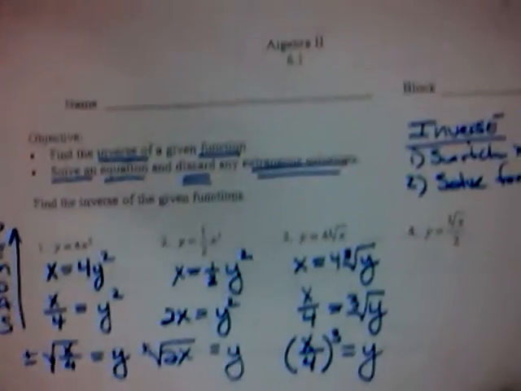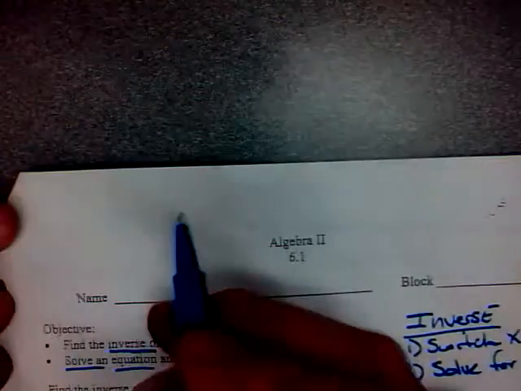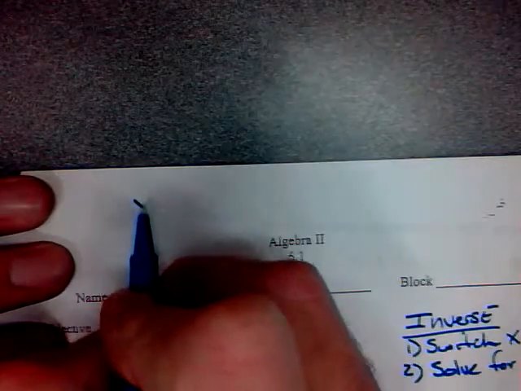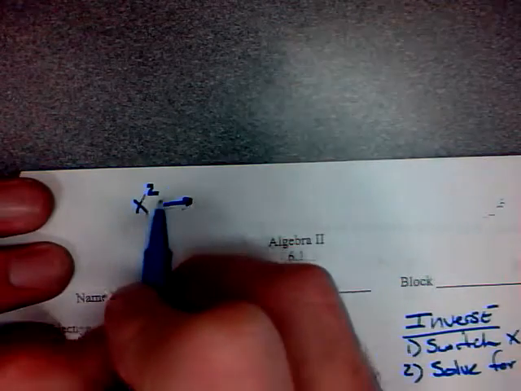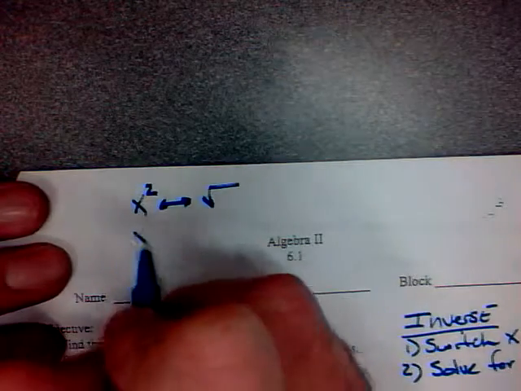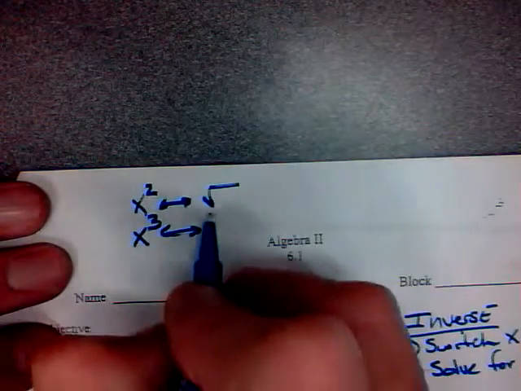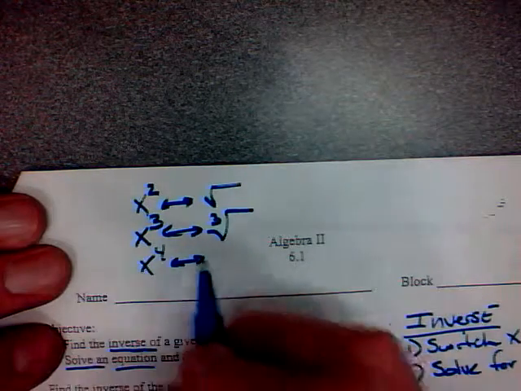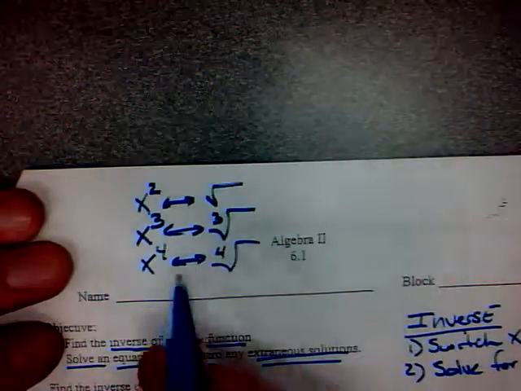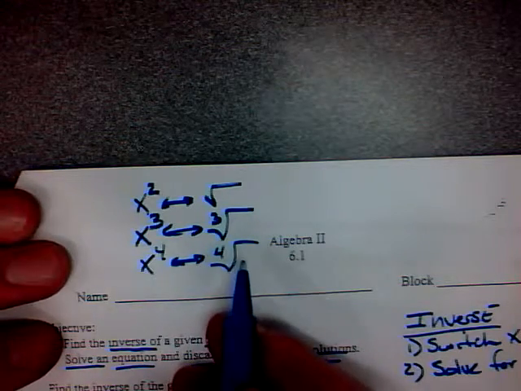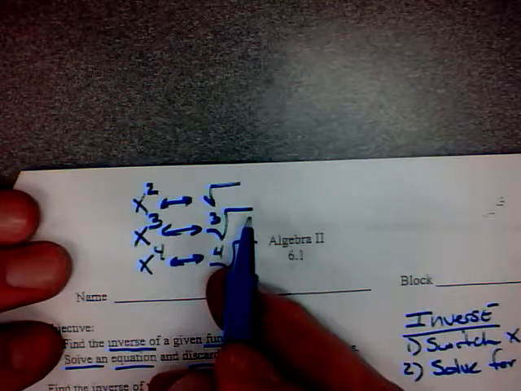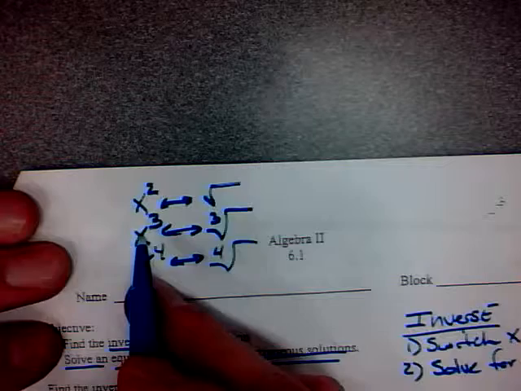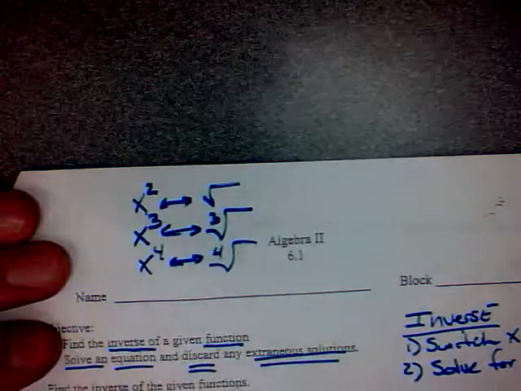Okay? And it might not be a bad idea to just go over that. To undo a squared, you will square root. To get rid of a cube, you will cube root. To get rid of a 4th power, you 4th root. Or the reverse is true. To get rid of a 4th root, you take it to the 4th power. To get rid of a cube root, you take the cube. Square root, square. Okay?